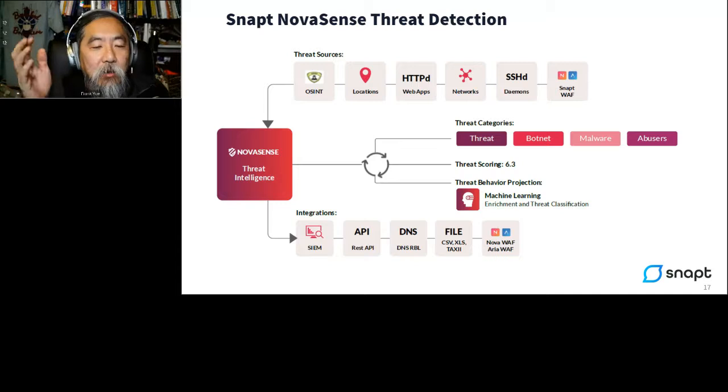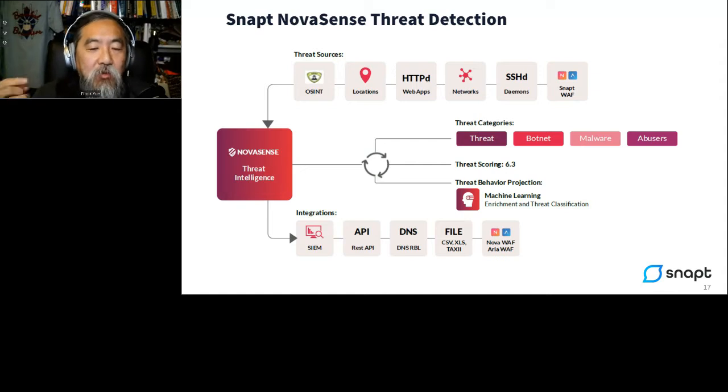It all goes into this NovaSense Threat Intelligence system. And this system then churns, and you can see in the middle of that little wheel going around. We are going to provide information in terms of potential threats, and we're going to categorize it. What kind of threat is this? Is it botnet? Is it a malware? Is this somebody doing a denial of service attack? And give it some sort of score.